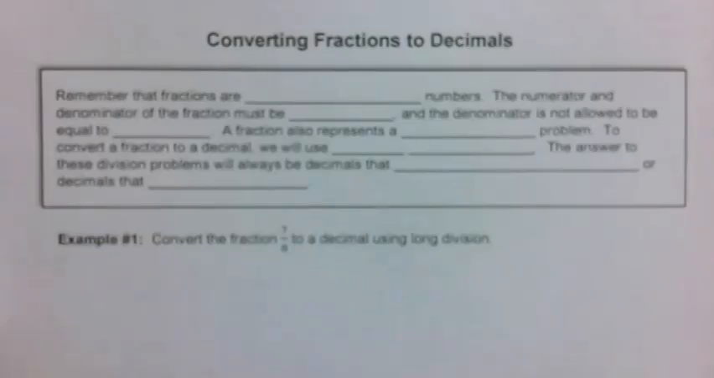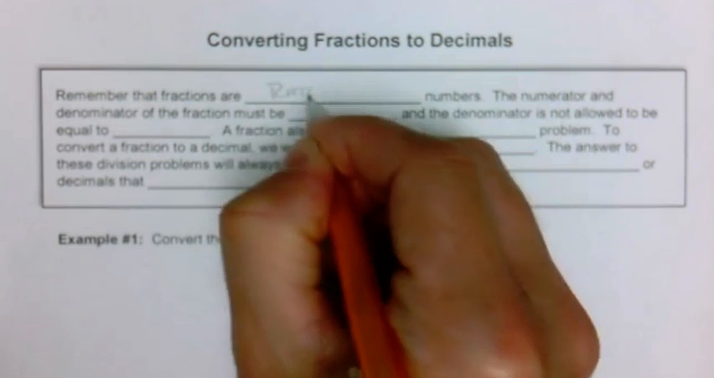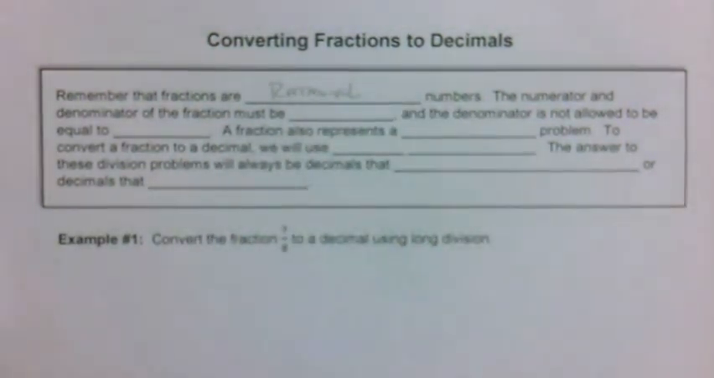In this section, we're going to be converting fractions to decimals. Remember that fractions are rational numbers. The root word of rational is ratio, and a ratio looks like a fraction. So if you can turn a number into a fraction, then it's a rational number.